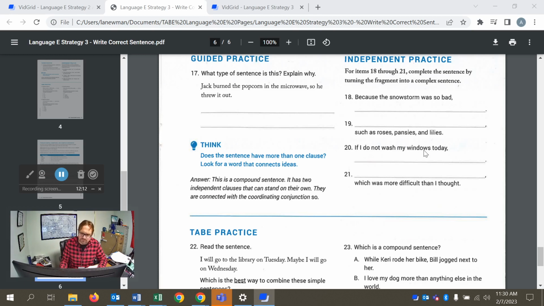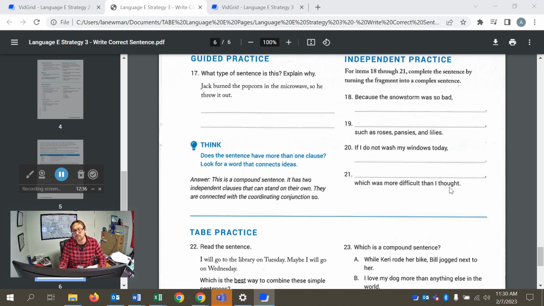Get to do it. And then 21, I walked across the log, which was more difficult than I thought. Here, this "which" is yet another subordinating conjunction, which turns this into a subordinate clause that needs an independent clause. I wrote, I walked across the log. I, subject; walked is the verb.